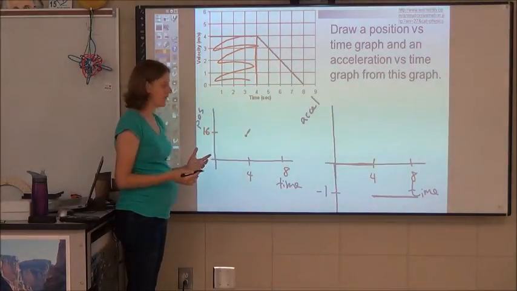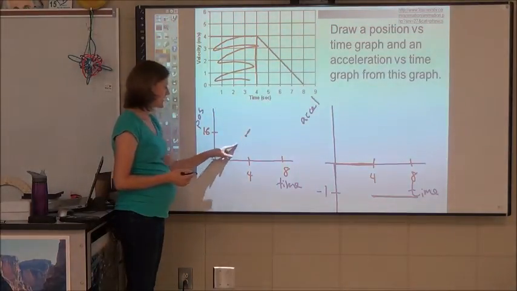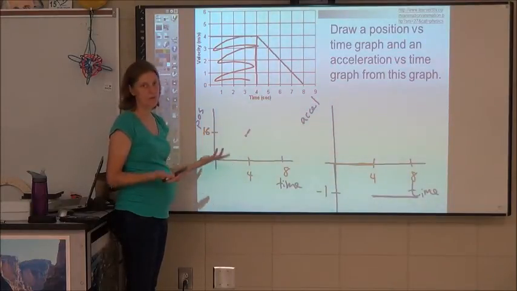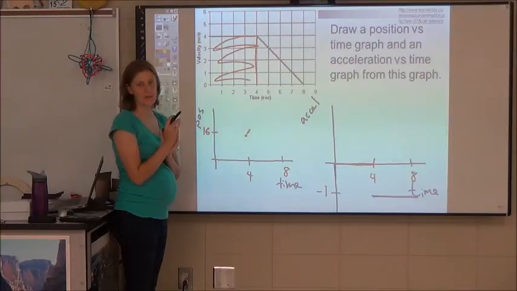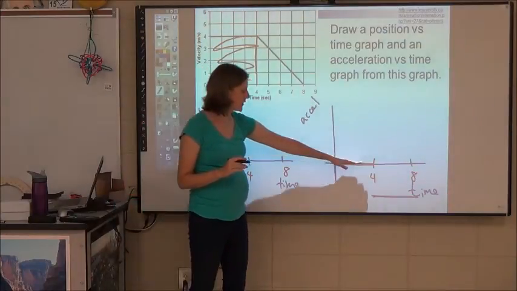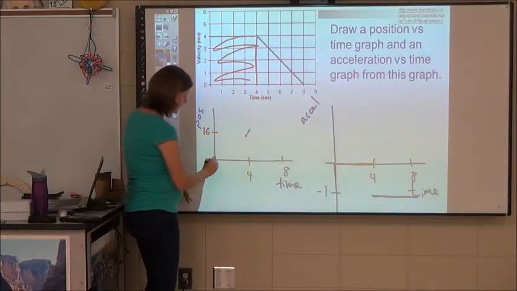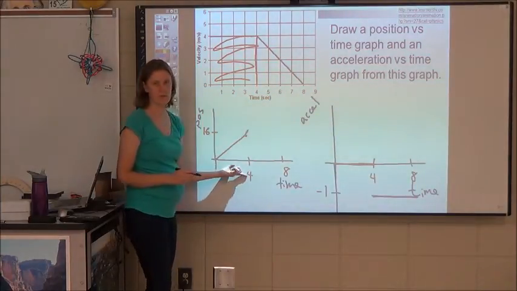How did I get there, though? Do I just connect from 0? Is it flat? Is it curved? Well, are you accelerating or not? If there's no acceleration, there's no curve. So I just need a nice steady increase to 4 seconds.